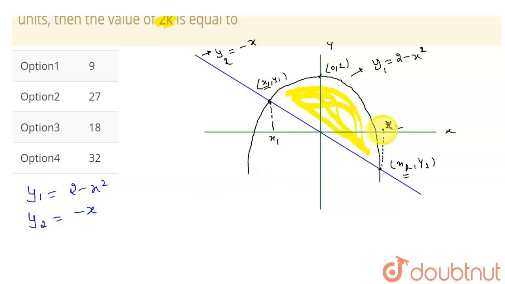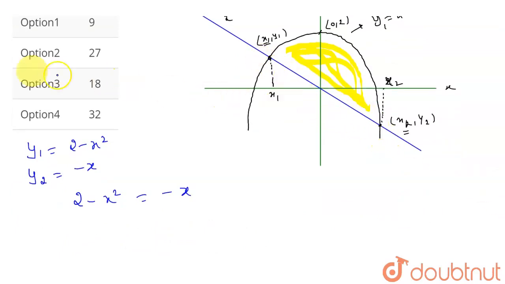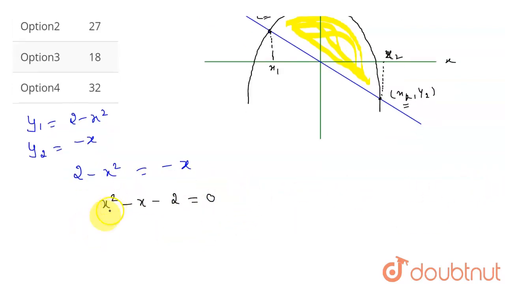And at these 2 points, that point will satisfy both the equations. So we can equate y1 equal to y2. So that will give me 2 minus x square equal to minus x at the point of intersection of these two curves. Now from here I can find the coordinates of the point of intersection. I can write this as x square minus x minus 2 equal to 0. I have taken this term to the right hand side. Now this is a quadratic in x, so let me solve it.